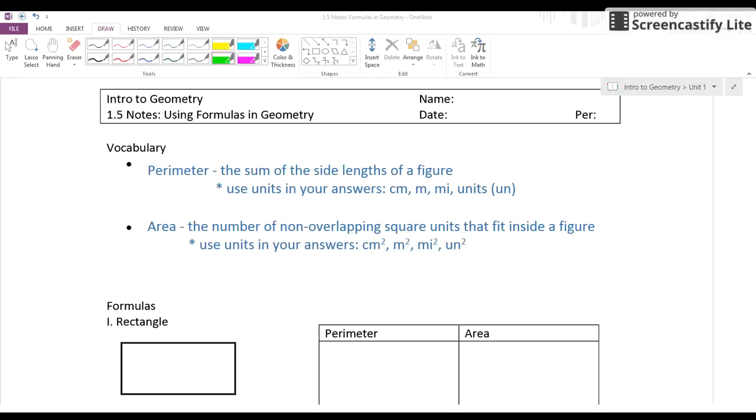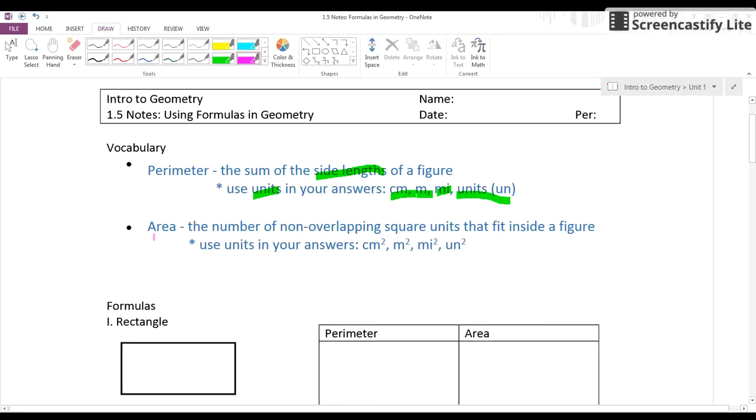All right, so just as a reminder, perimeter is the distance around the figure, so the sum of all the side lengths of a figure. And you want to make sure you're using units because perimeter is a distance. Anytime you have a distance, we want to label it. So notice the units you could use are centimeters, miles, meters. And if there's nothing listed, when in doubt, just use units, or U-N for units. Okay? Then we have area.